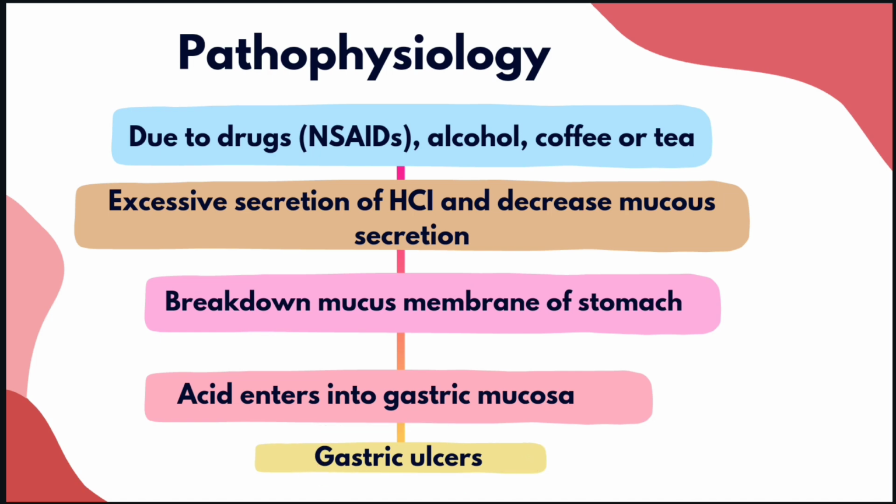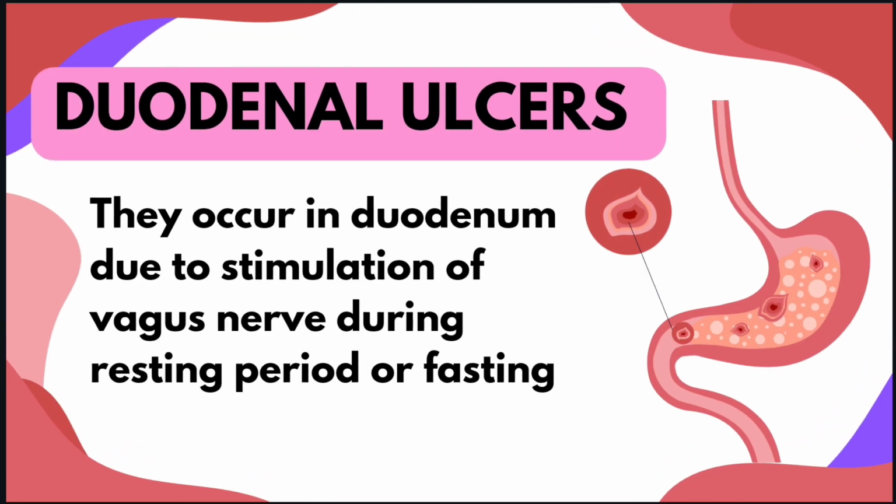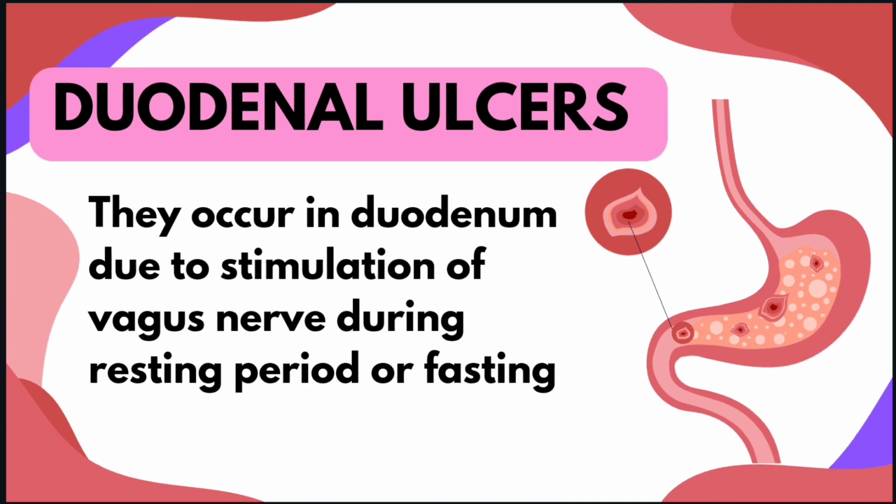Let's revise our pathophysiology. Due to drugs like non-steroidal anti-inflammatory drugs, caffeine, alcohol, coffee, there is excessive secretion of HCl and decreased mucus secretion inside the gastric region. This leads to the breakdown of the mucous membrane of the stomach, and the acid enters at that breakdown region, and it leads to gastric ulcers. Second is duodenal ulcer, which occurs in the duodenal region.